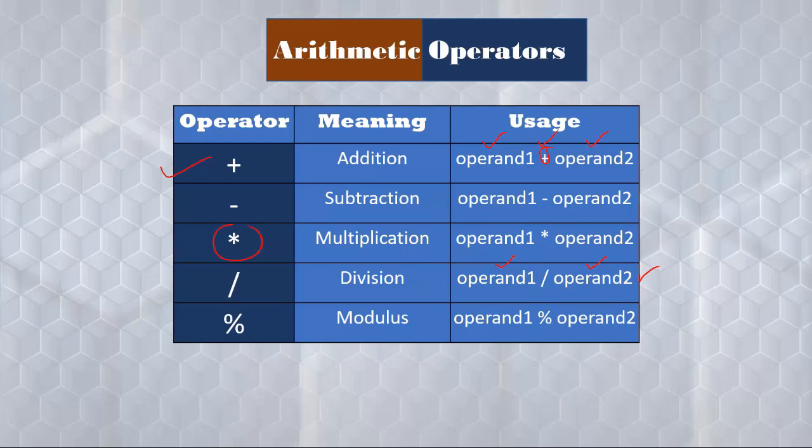Similarly, there is a special arithmetic operator that is called a modulus operator. The modulus operator is similar to division operator, but it gives the remainder of the expression. So in modulus operation, we get the remainder, and in case of division, we get the quotient. So here we get the quotient, and in case of modulus operator, we get the remainder. So these were the arithmetic operators that are available in JavaScript. Now let us move to another category.